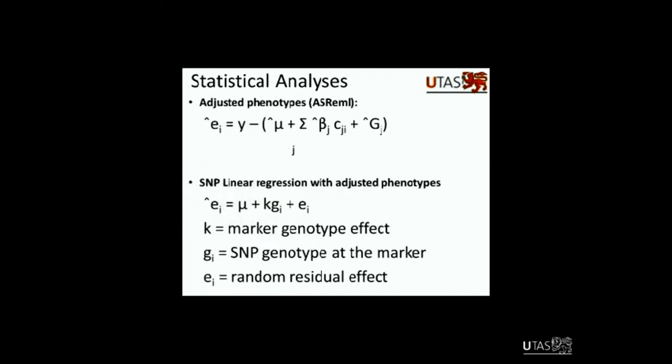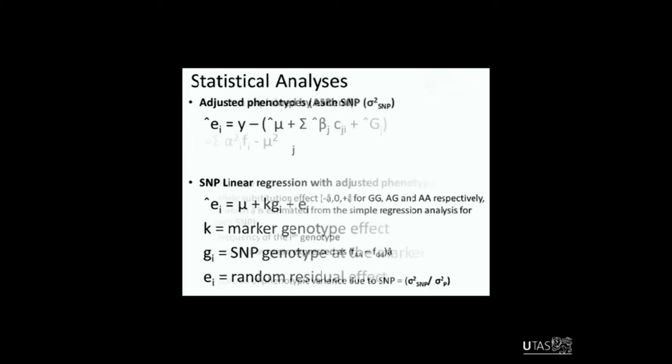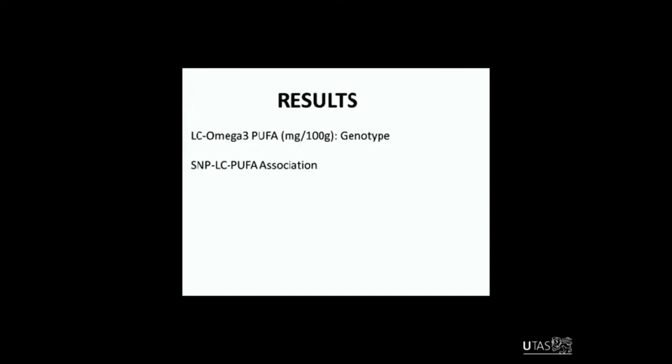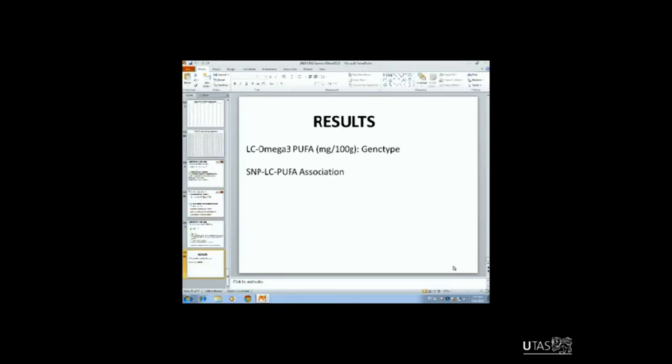For us to be able to then run the association study, we have to use adjusted phenotypes, okay? And also we then run a SNP linear regression to be able to arrive at the adjusted phenotype. I think I will just quickly go through the statistics and then I'll go through the results.